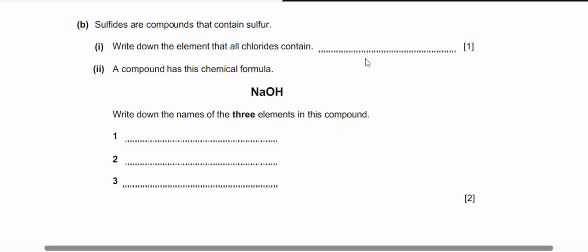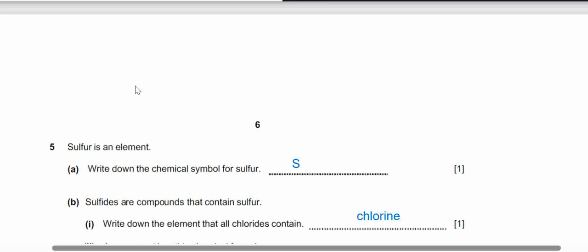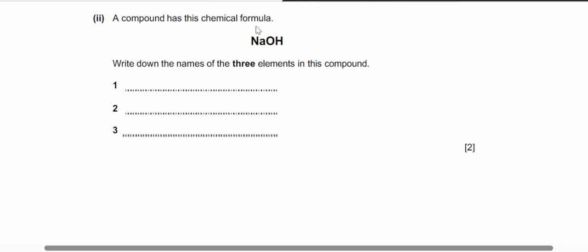Okay, let's check out the answer, guys. So all chlorides contain chlorine elements. Next, 5b part 2. A compound has this chemical formula NaOH. Write down the names of the 3 elements in this compound.